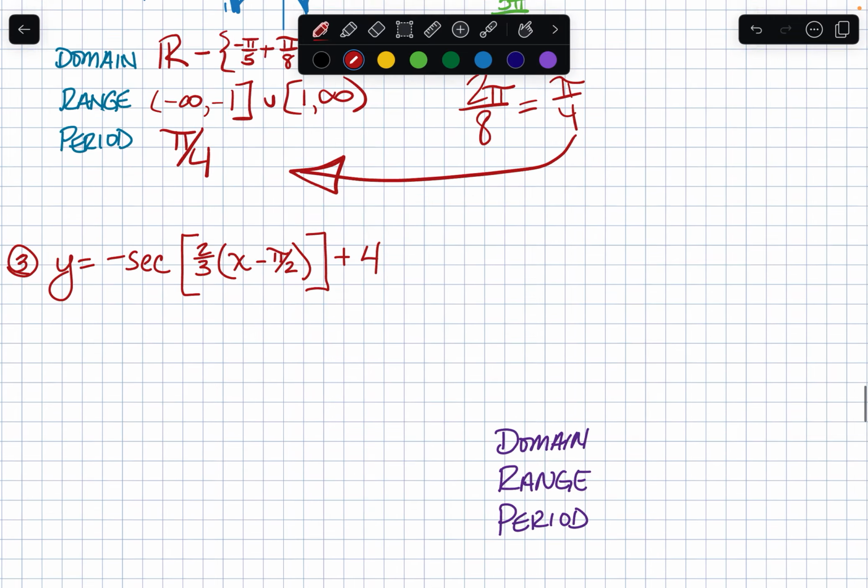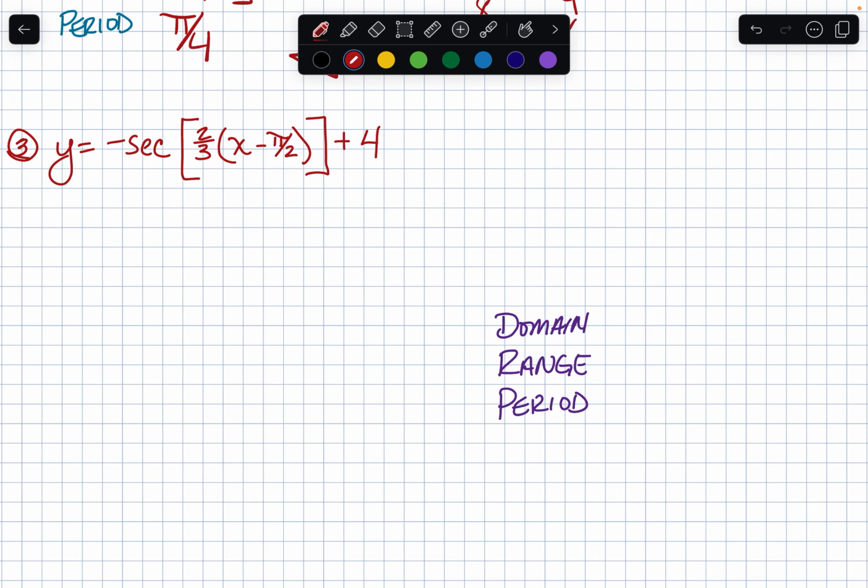All right, the third and final one of the day is y equals negative secant of 2/3 x minus pi over 2, close the bracket in the parentheses, all of it plus 4. So now we're going to see one where it's one of those strange, not sine or cosine graphs again, one of the other trig functions. And we're going to see an A, a B, a C, and a D value, all of it in action at once. And so, like the others, I'm going to take that B and C combination and do that inequality first. So 2/3 x minus pi over 2, set it between 0 and 2 pi.